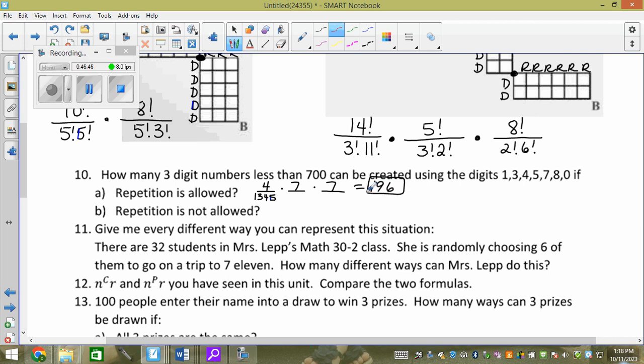Repetition is not allowed, so now we box and hold. Still 1, 3, 4, 5, so there'd be 4. But now I'm holding 1. So then I'd have 6, and then 5, which is 30 times 4, which is 120.